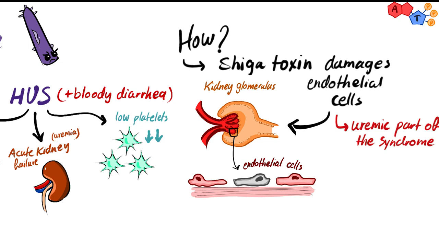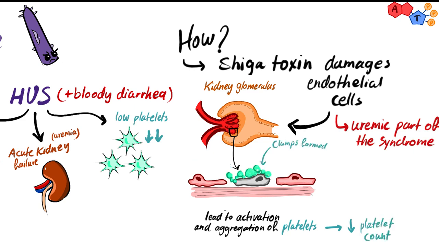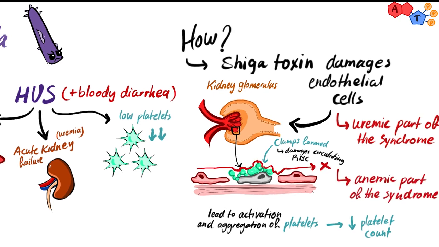The damaged endothelial cells lead to activation and aggregation of platelets, and this will decrease the platelet count circulating in the blood. Then this aggregation of platelets will form clumps that will damage the circulating RBCs, and this is the anemic part of the syndrome.